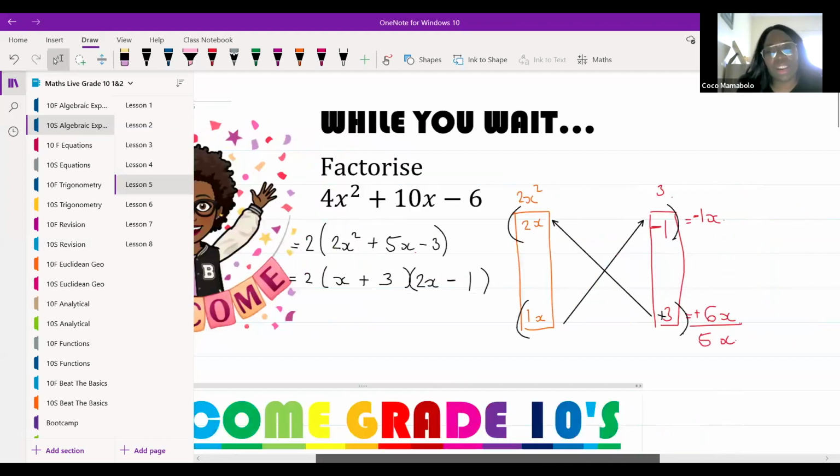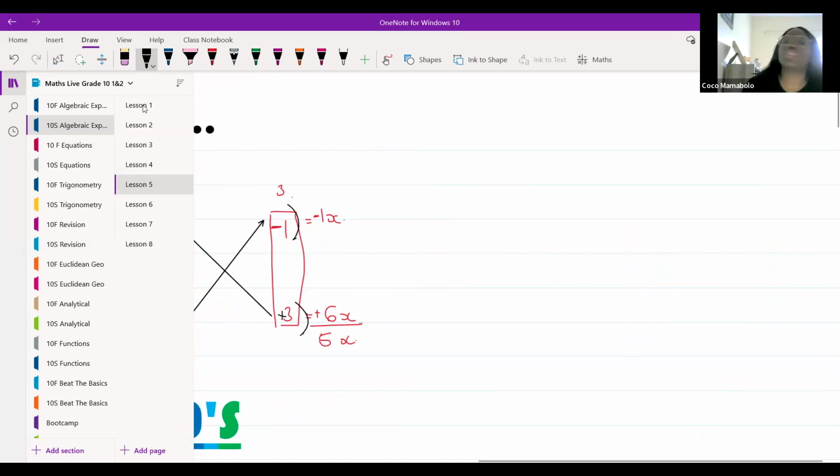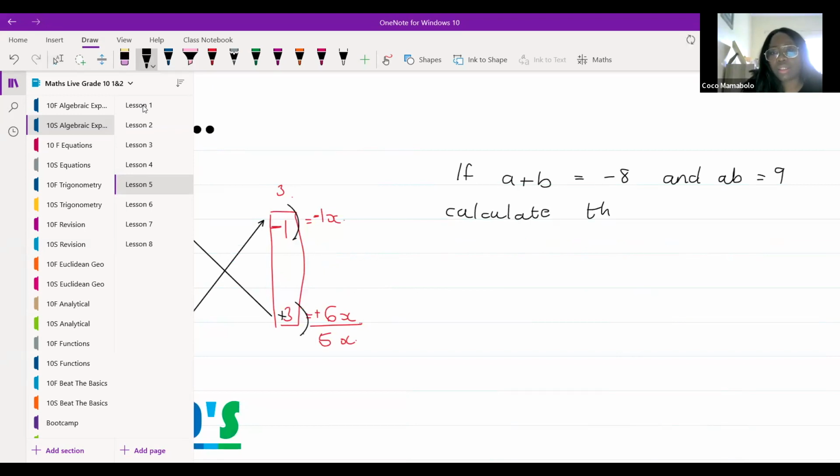All right, so here is an example of a question that my grade 10s got in their maths paper that they wrote today. All right, so the question says, if a plus b is equal to negative 8 and ab is equal to 9, calculate the value of a squared plus b squared.